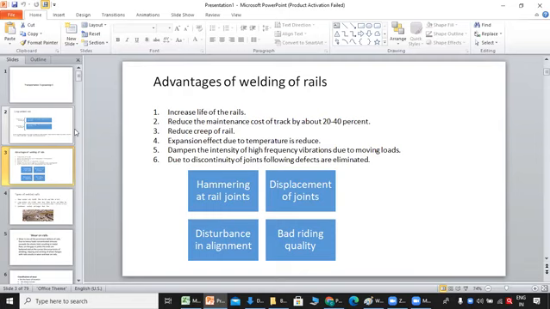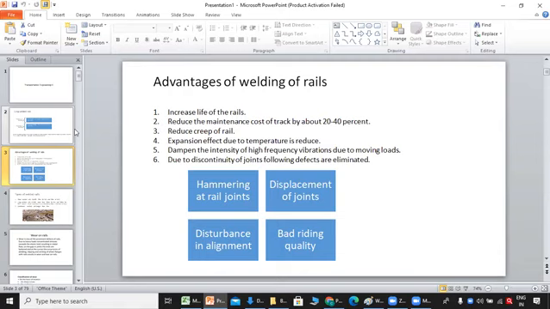But in the welding section, we cannot see this type of damage. Due to the discontinuity of joints, the following defects are eliminated. First one is hammering at rail joint, displacement of joint, disturbance in alignment, and bad riding quality.